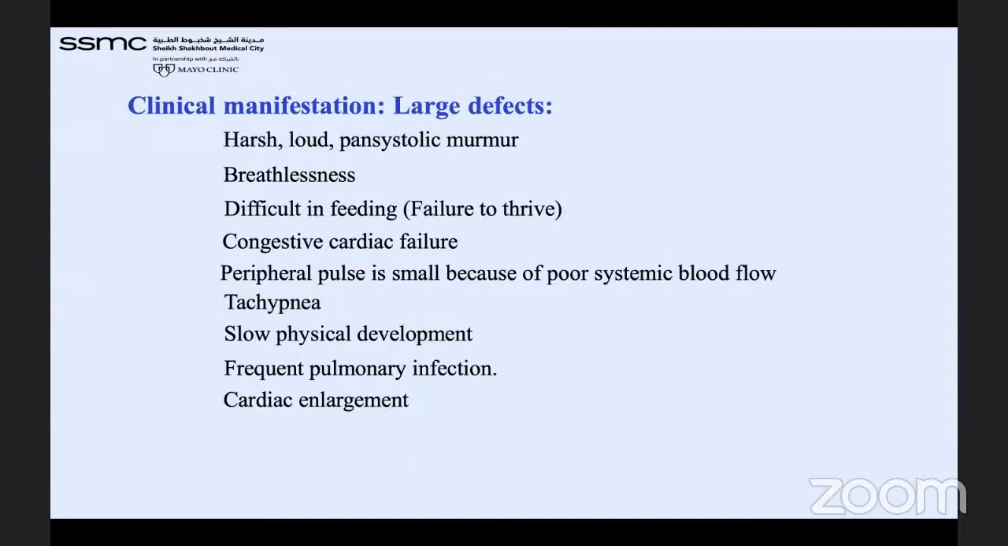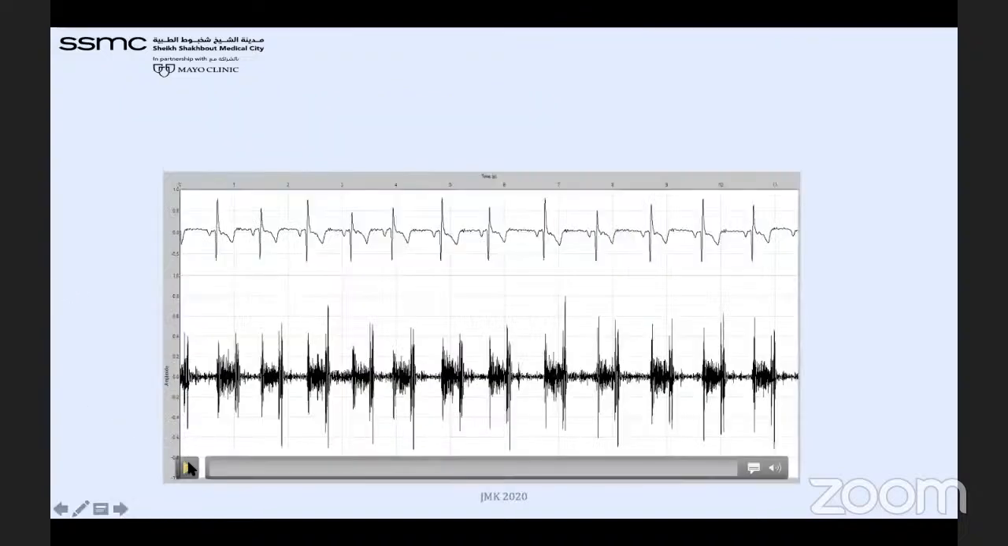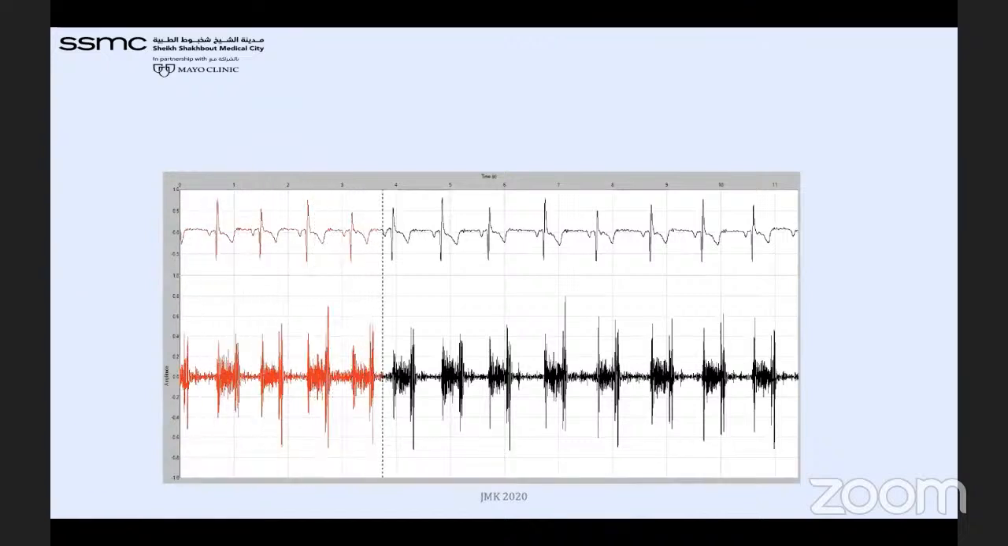So the clinical manifestations are the same. This is called a pansystolic murmur or holosystolic murmur. So let's see if we can run this. As you can see, it's a big chunk of sound going on. So this is a pansystolic or holosystolic murmur, we call it.